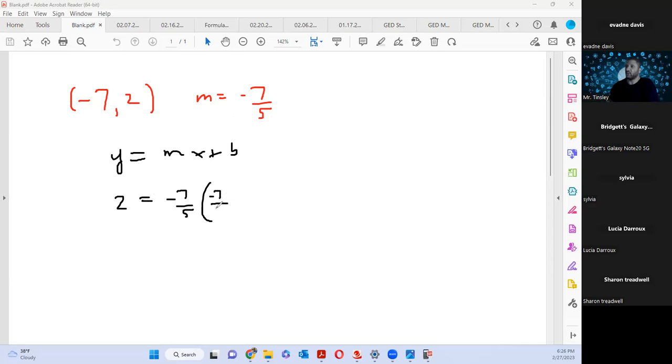Negative 7. Now, I'm going to change that to an improper fraction so I won't make any mistakes, so I know to multiply across. Okay. I get 2 equals negative 7 times negative 7, which is what? Positive 49. Positive 49 over 5, plus b. Now, this is where it gets confusing. Are you confused? I don't know if you're confused. But guess what? I'm going to show you how to do it. Remember, this is where people make mistakes. You don't need to make a mistake because you can use your calculator.